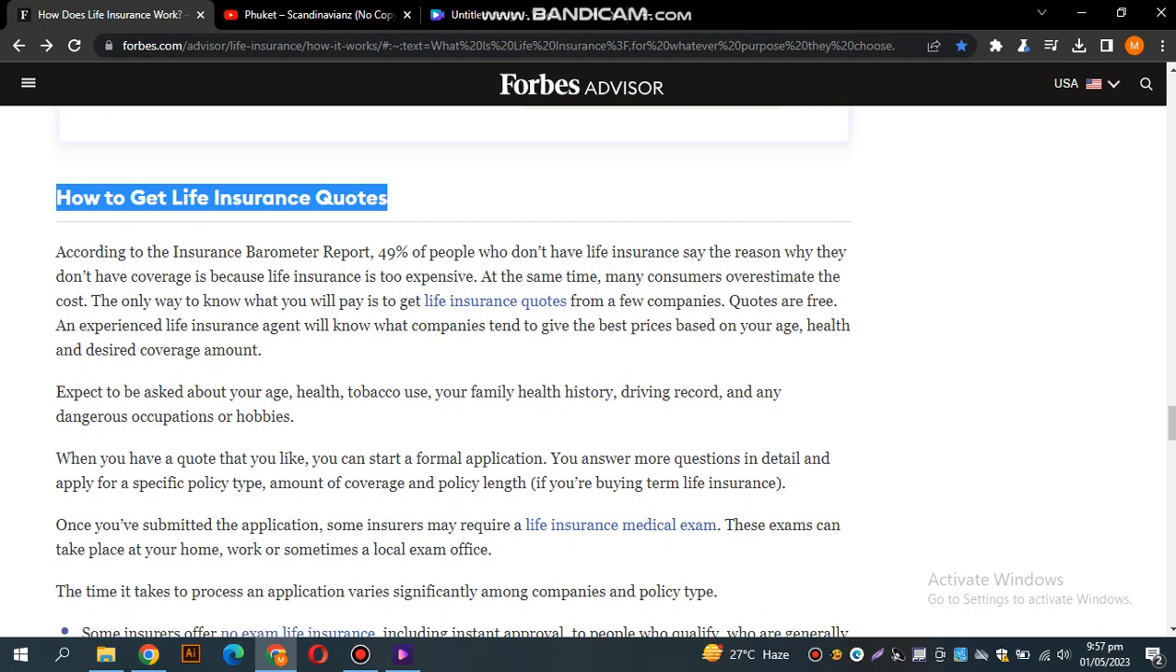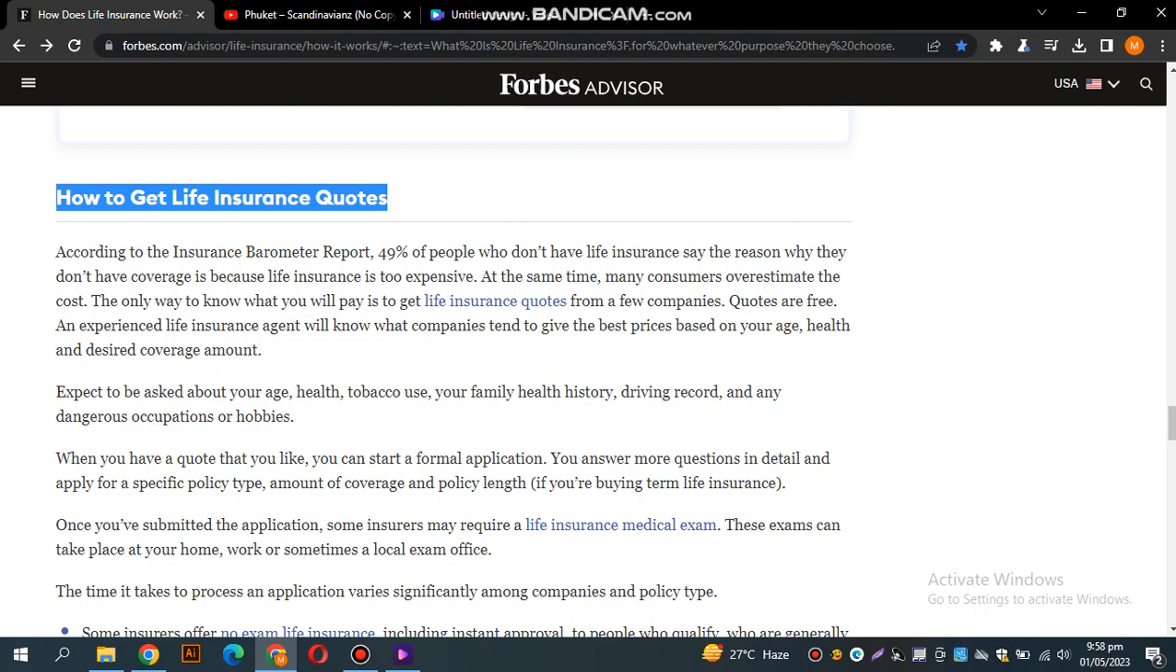Quotes are free. An experienced life insurance agent will know what companies tend to give the best prices based on your age, health, and desired coverage amount. Expect to be asked about your age, health, tobacco use, your family health history, driving record, and any dangerous occupations or hobbies. When you have a quote that you like, you can start a formal application. You answer more questions in detail and apply for a specific policy type, amount of coverage and policy length, if you're buying term life insurance.